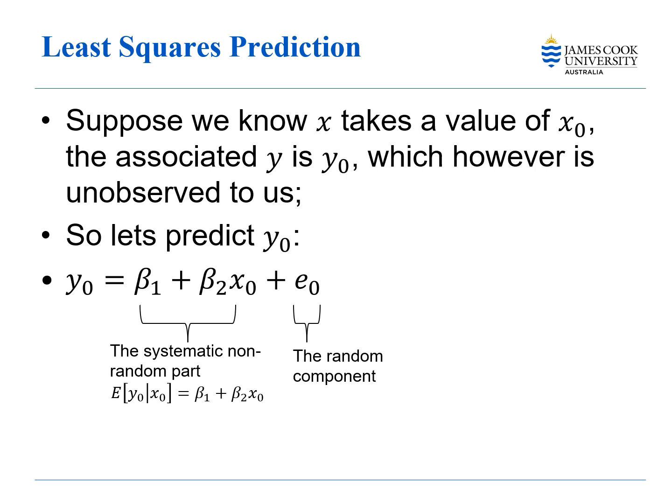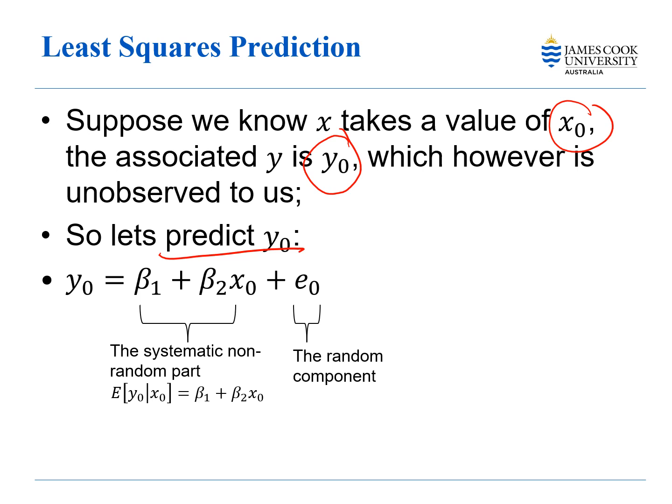Now suppose we know in the future X will take a value of X0. For example, in our food consumption expenditure model, our X is income. So maybe in the next year the income is $2,000 weekly, which means X0 will be 20. Then we know that the associated Y, food consumption expenditure, is Y0, which is not known to us. So we want to forecast this Y0. So we want to predict Y0.